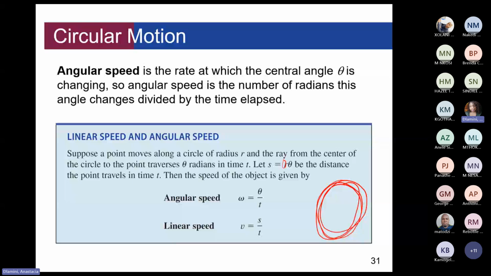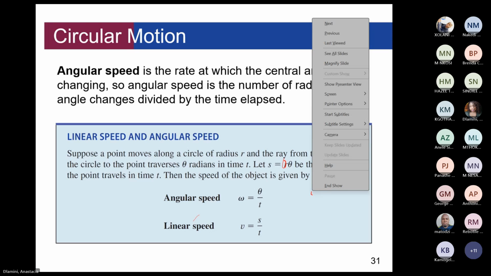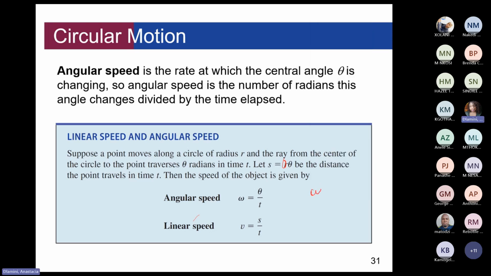So there are two speeds of one object. We have the angular speed and we have the linear speed. Are we all together there? Do you see the formulas? So angular speed is something like this. What is this? It's not omega, I don't know what it is. And this is v.